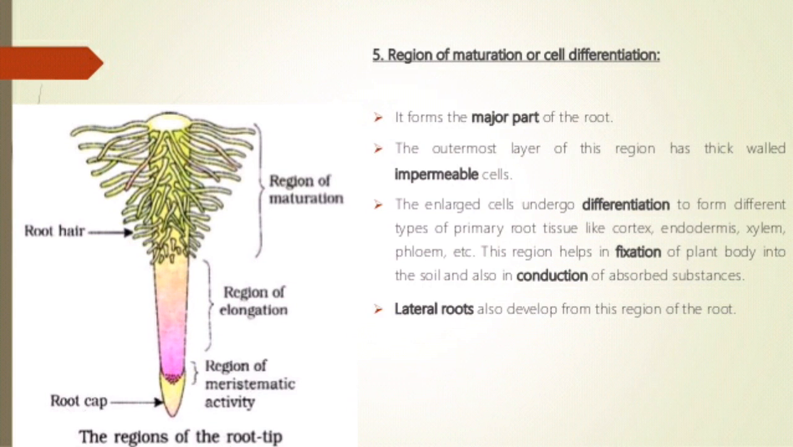Region of maturation of cell differentiation. It forms the major part of the root. The outermost layer of this region has thick-walled, impermeable cells. The enlarged cells undergo differentiation to form different types of primary root tissue like cortex, endodermis, xylem, phloem, etc. This region helps in fixation of the plant body into the soil and also in conduction of absorbed substances. Lateral roots also develop from this region of the root.